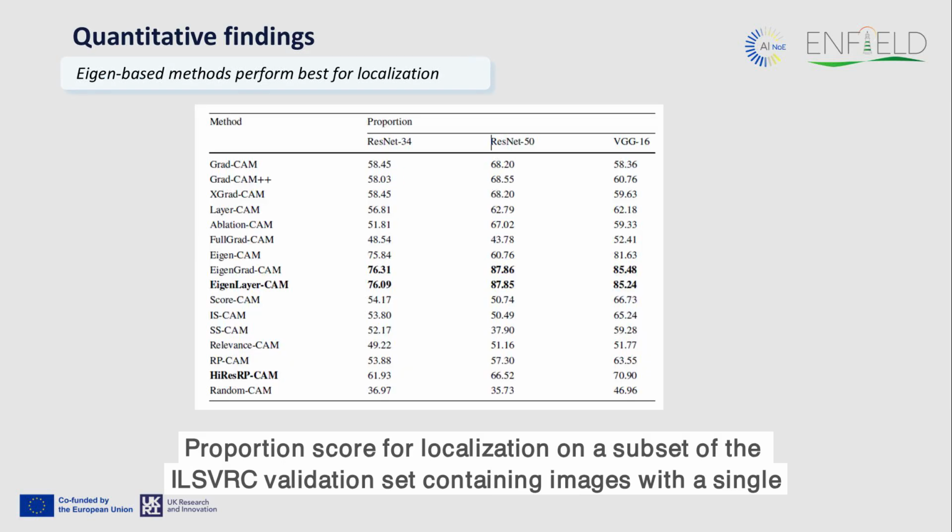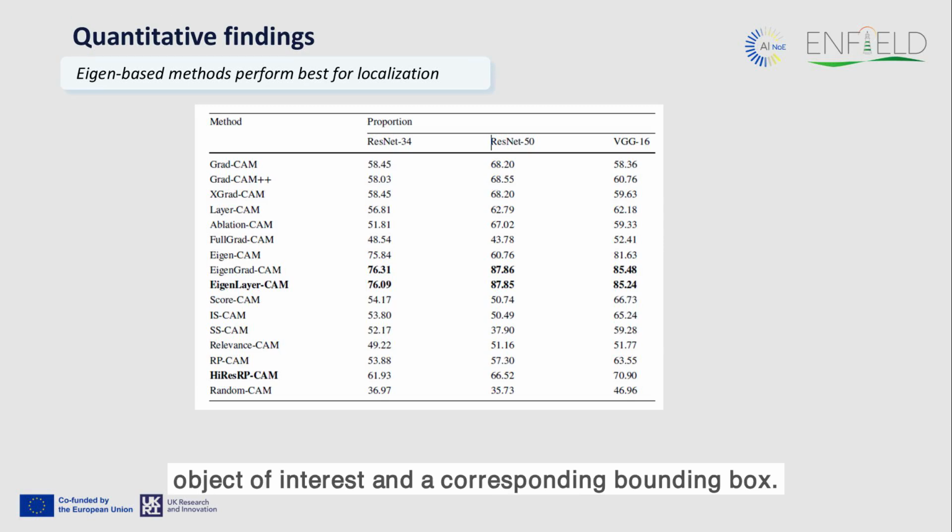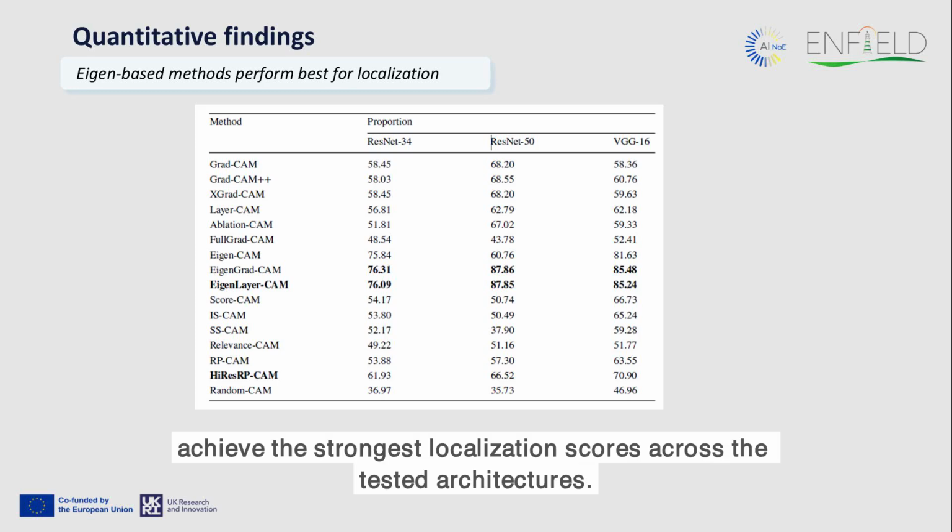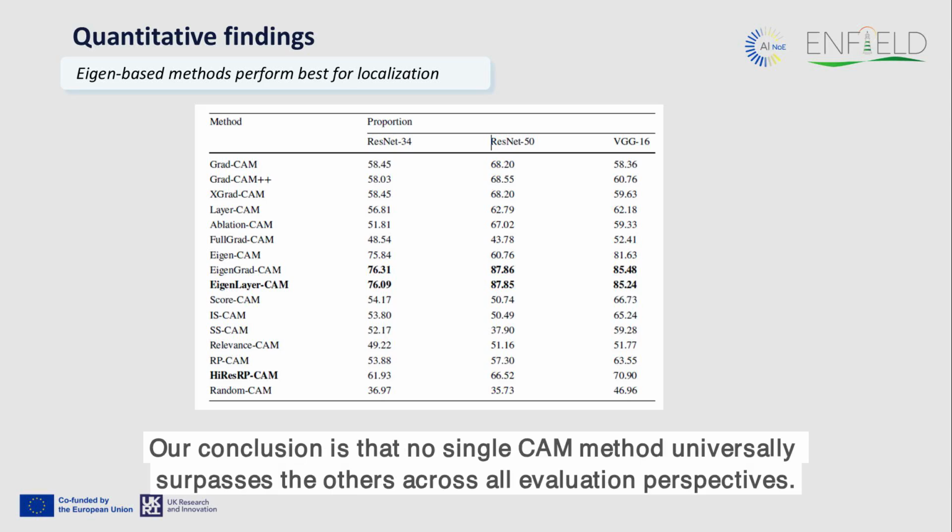Proportion score for localization on a subset of the ILSVRC validation set containing images with a single object of interest and a corresponding bounding box. Eigen-GradCAM and the proposed EigenLayer-CAM achieve the strongest localization scores across the tested architectures.